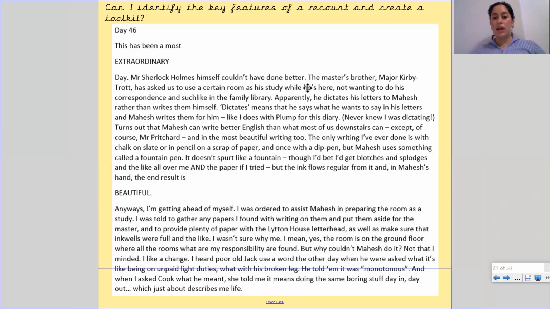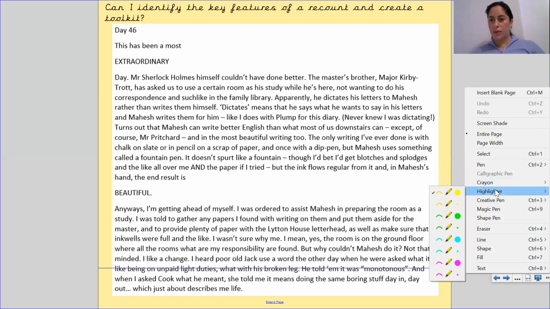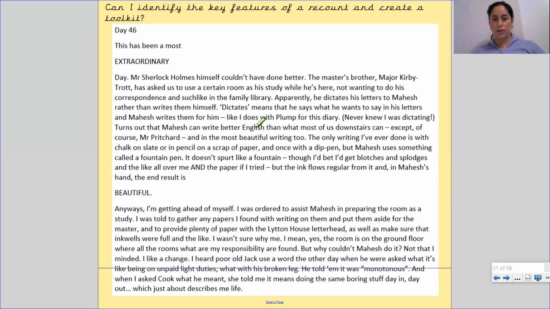So this is the same text map that Miss Gossage has just done with actions. It's just written in words. So what can you spot? What can you identify as the main features of a recount? Pause the video and write your list now. Okay, let's go through the text map together. I'm going to do it with a highlighter, and we're going to highlight everything that we can notice.